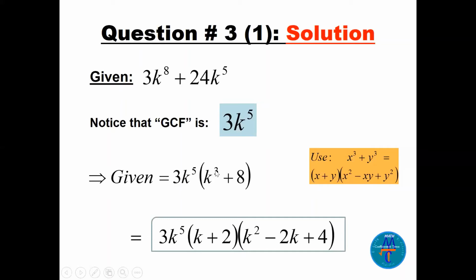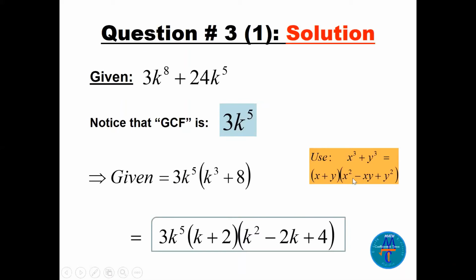Now, k cubed plus 8 after you take 3k power 5. So k here is the same as the x. See, this is k. 8, see the 8 is 2 cubed. See, this is y cubed, 2 cubed. 8 is 2 cubed. So this is 2 from the y here, not from the formula.